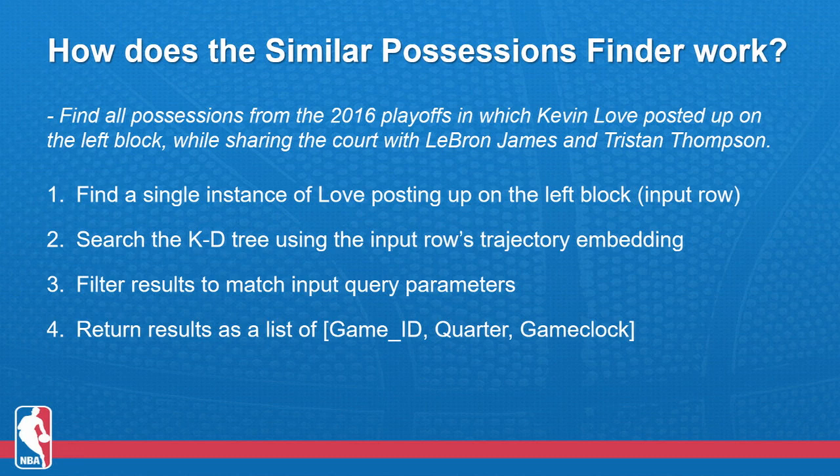It next searches the k-dimensional tree using this input row's trajectory embedding and retrieves all embeddings which fall within a certain similarity threshold. It then filters this set of embeddings to match the input query parameters, which in this case are only possessions from the 2016 playoffs in which Kevin Love shared the floor with LeBron James and Tristan Thompson. Finally, it returns the result as a list of game ID, quarter, and game clock.